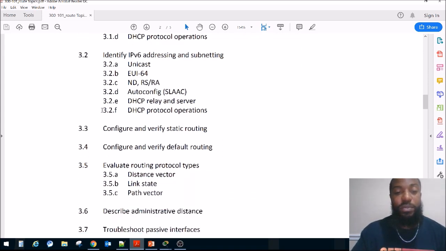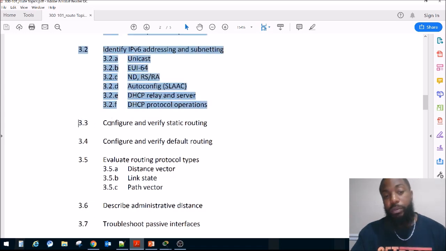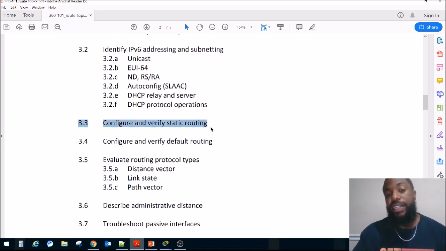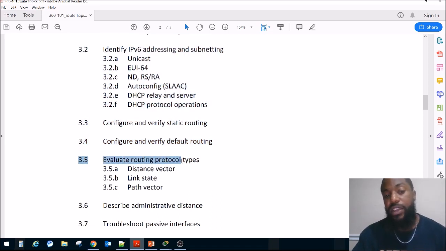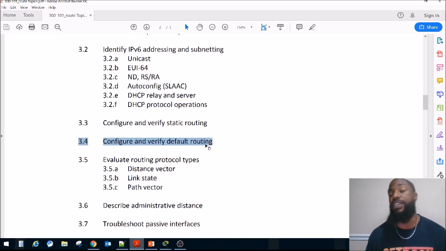Anyway, we just wrapped up section 3.3, configure and verify static routing. Today we're going to be doing 3.4, configure and verify default routing. After that, we're going to do section 3.5, evaluate routing protocol types. Notice there are 3 types of routing protocols, and notice that there's only one section for configure and verify default routing.